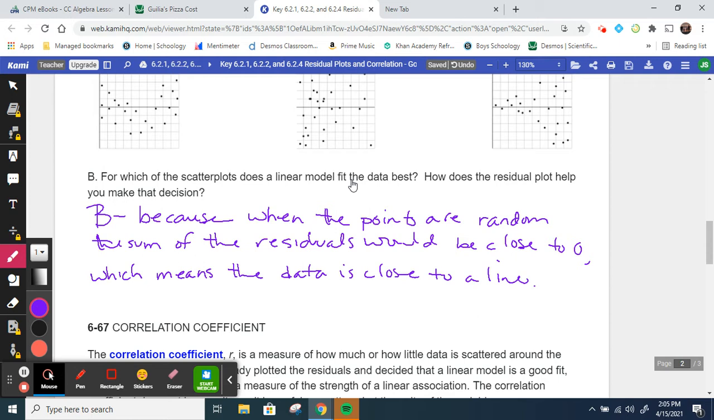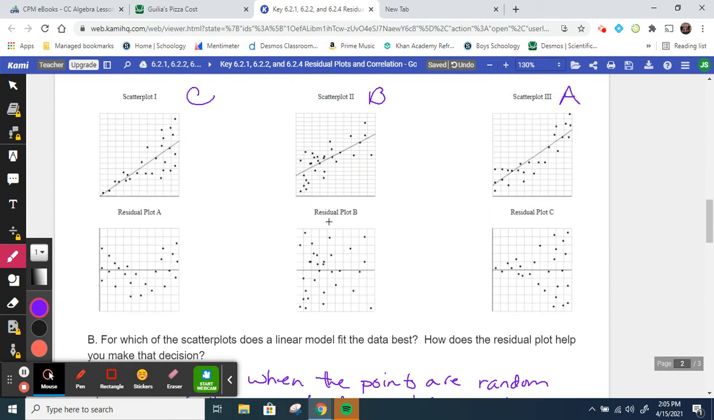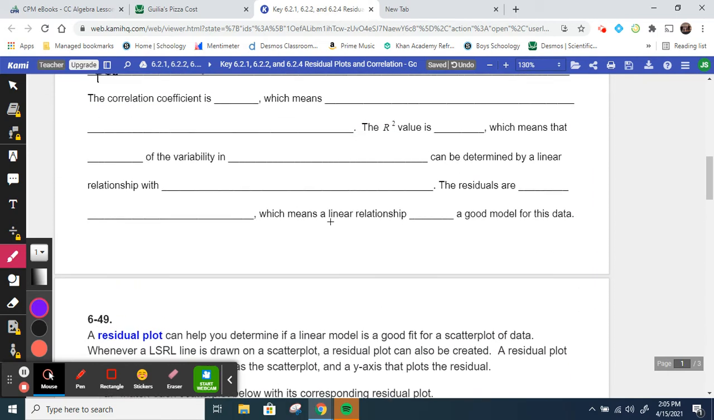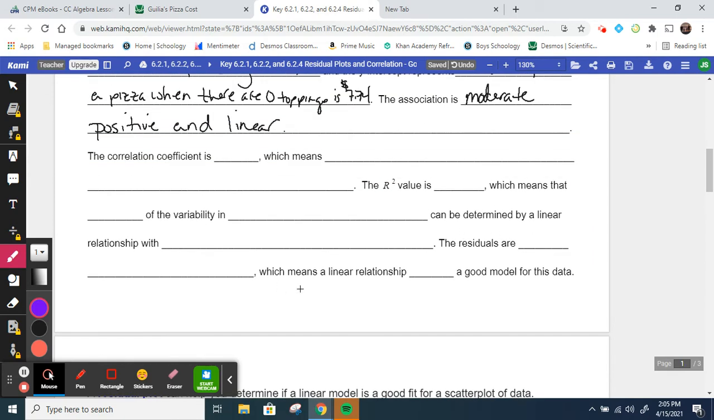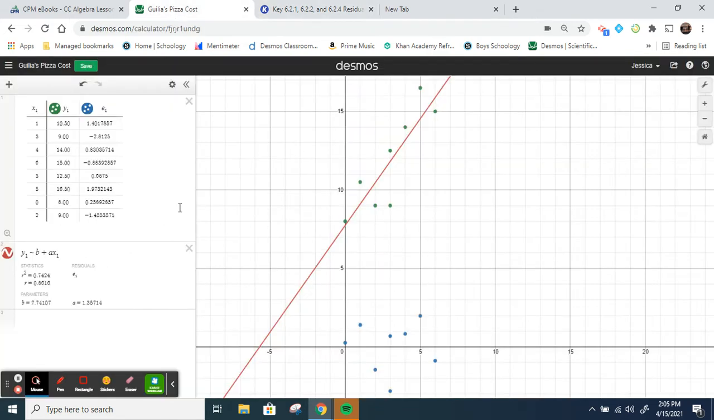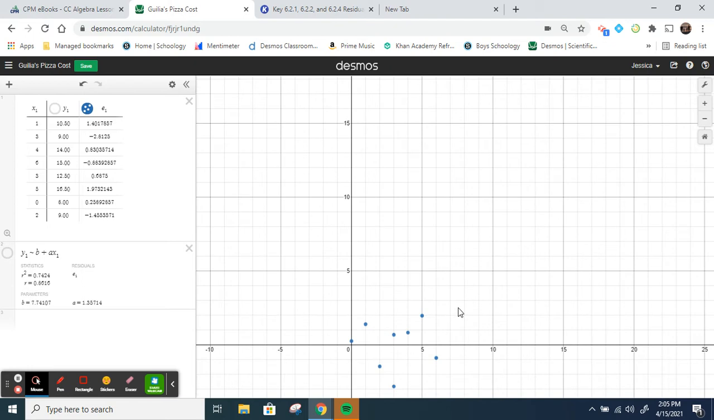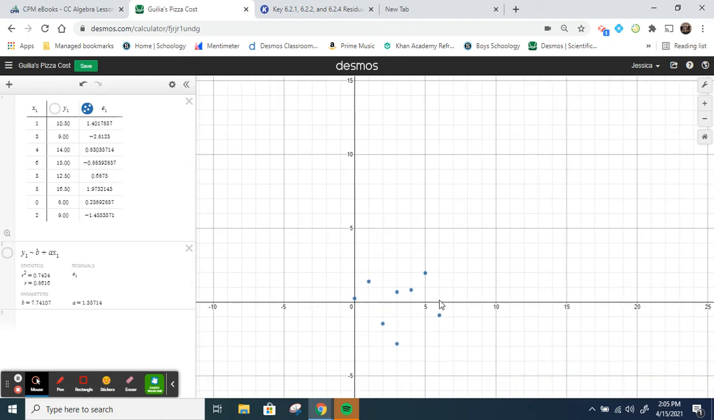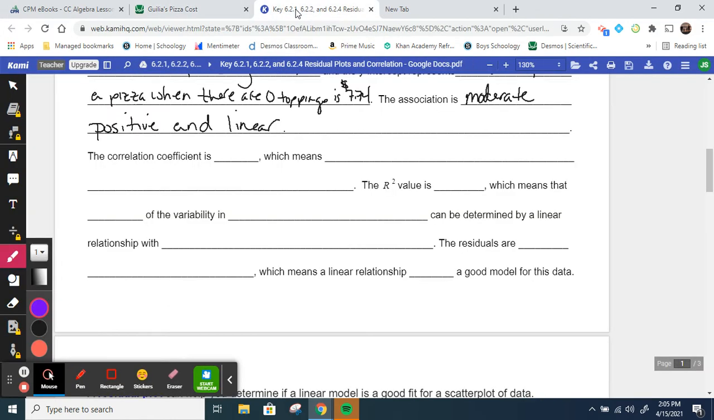So if we go back to our report up here, there's a line about the residuals are blank, which means a linear relationship is a good model for this data. So let's take a look at just the residuals. I'm going to turn off the points. I'm going to turn off the line. Just look at the residuals. Do those seem randomly all over the place, not curving or anything? Okay, they do. They seem random. So if they're random, then that means a linear model is a good fit for the data.